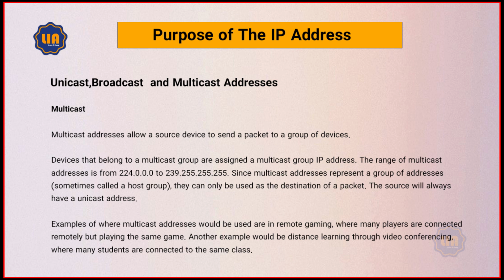The range of multicast addresses is from 224.0.0.0 to 239.255.255.255. Since multicast addresses represent a group of addresses, sometimes called a host group, they can only be used as the destination of a packet. The source will always have a unicast address.